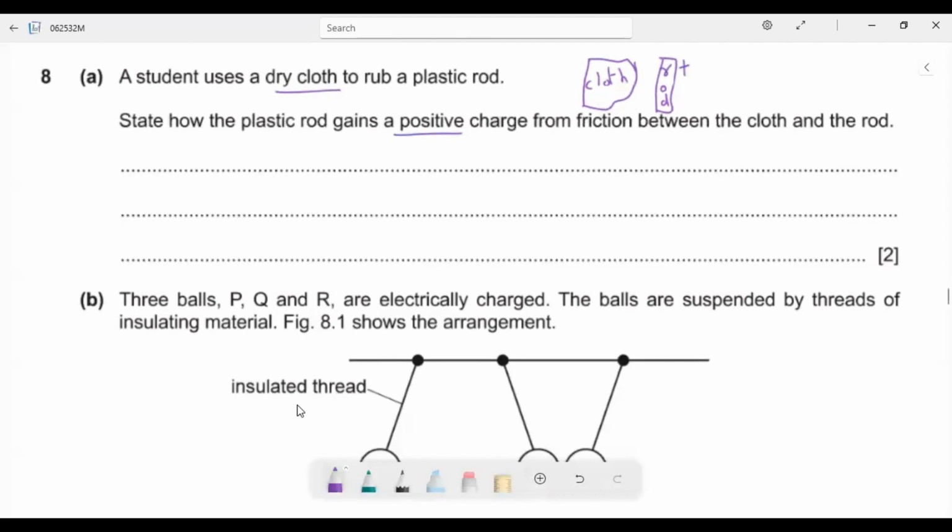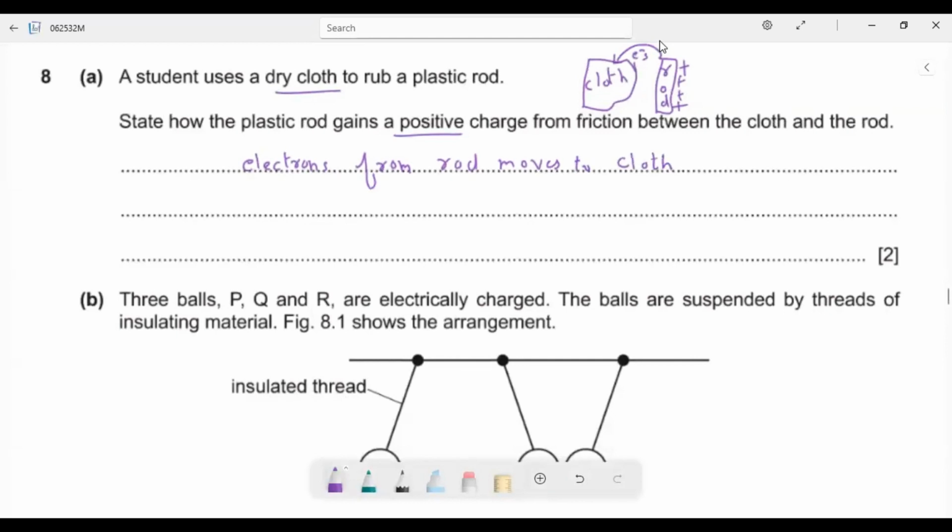So now the plastic rod has gained positive charge from the friction between the cloth and the rod. If it is gaining positive charge, the electrons from the rod have moved towards the cloth. That's why it has gained positive charge. That is, electrons from the rod move towards the cloth.